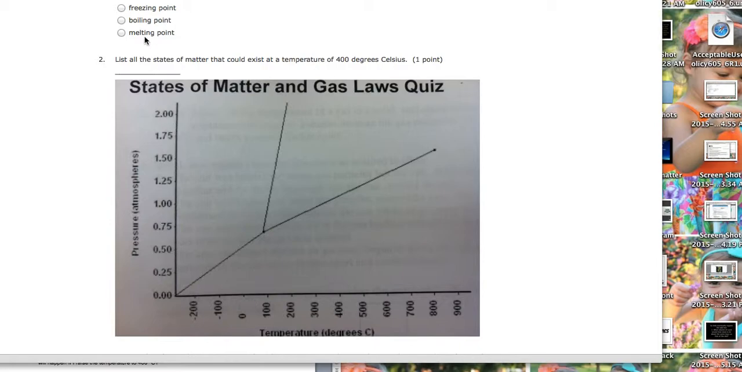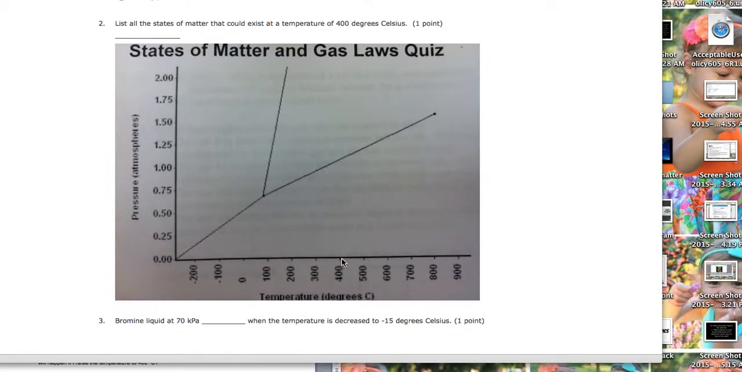Our next question. We want to know all states of matter that could exist at a temperature of 400 degrees Celsius. So we're going to take a look at our graph, and at 400 degrees Celsius, we're going to go ahead and just come all the way up at 400 degrees Celsius. Now we're not going to assume what this line's going to do, because we're not sure. So we're just going to come straight up for what we can see on the graph. We see that we're passing through 2 states of matter, this one and this one. So I want to know what states of matter would exist at 400 degrees Celsius, and there are 2 of them.